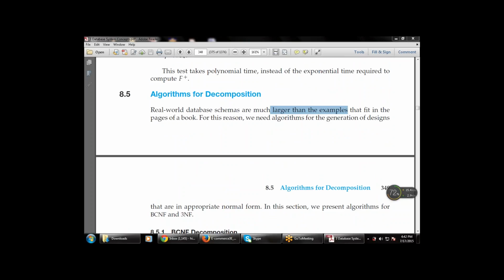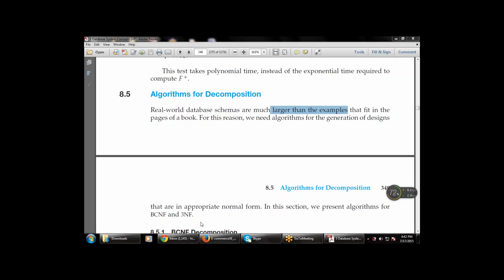This says real world database schemas are much larger than the examples that fit into the pages of a book. So when we talk about a real world database schema, suppose I'm talking about a bank, there is a database schema that has details of the student, details of the customer. That is a real world database schema, much larger than the examples that fit into the pages of a book.